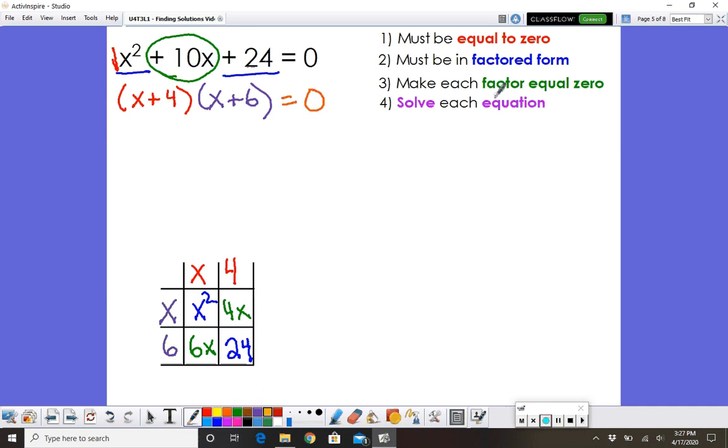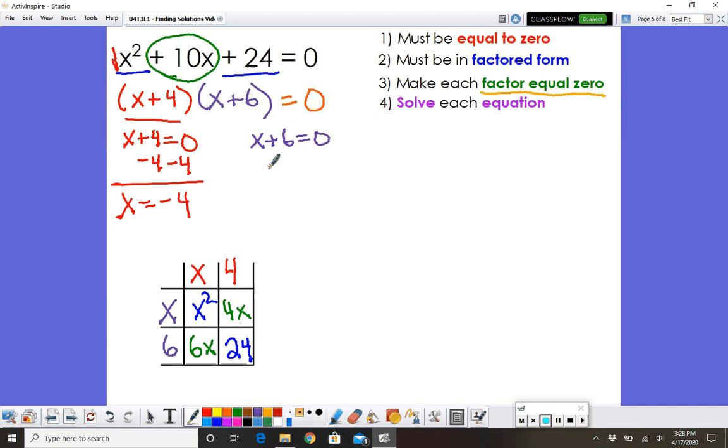So moving on to our next step, we want to make each factor equal 0. So you're going to take your first factor, x plus 4, and make it equal 0. And you're going to take your second factor, x plus 6, and make it equal 0. And now it's time to solve each of these equations. So x could be negative 4, or x could be negative 6.